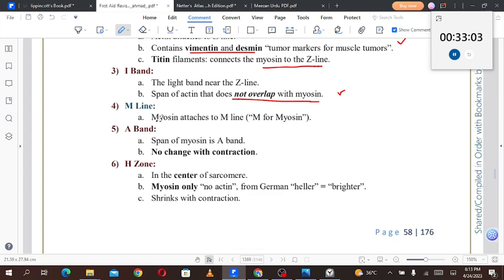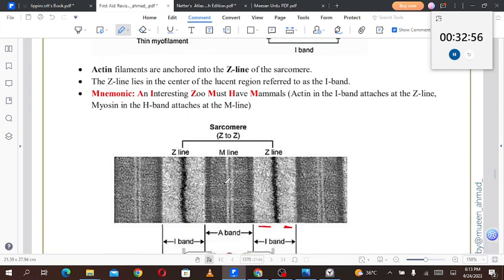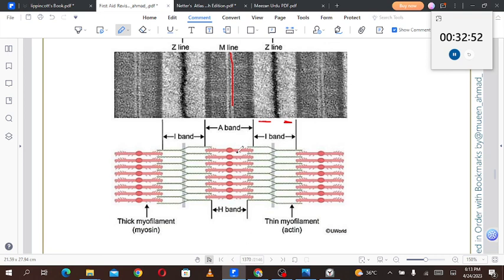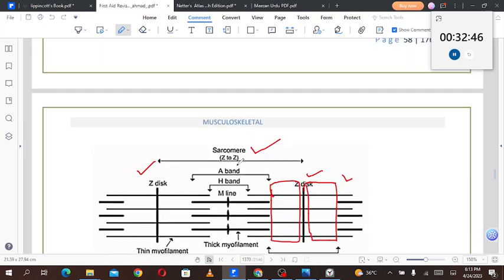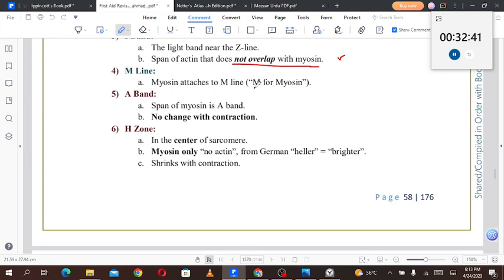Then the M line: myosin is attached to the M line. M for the myosin. The line in between is called the M line. This M line is seen over here as well. The thickened center of the myosin filament is called the M line. Actin is attached to the Z line, while the myosin is attached to the M line.